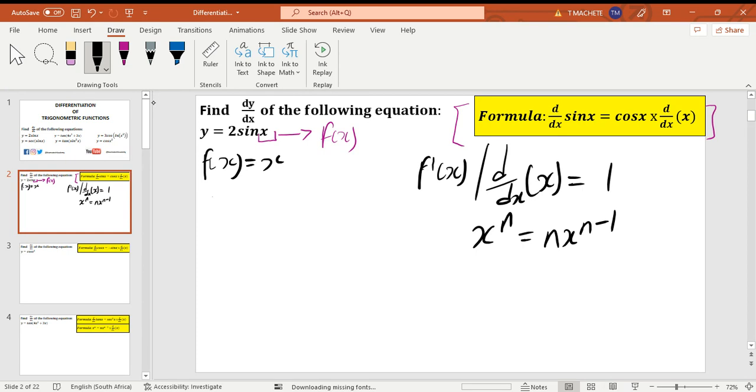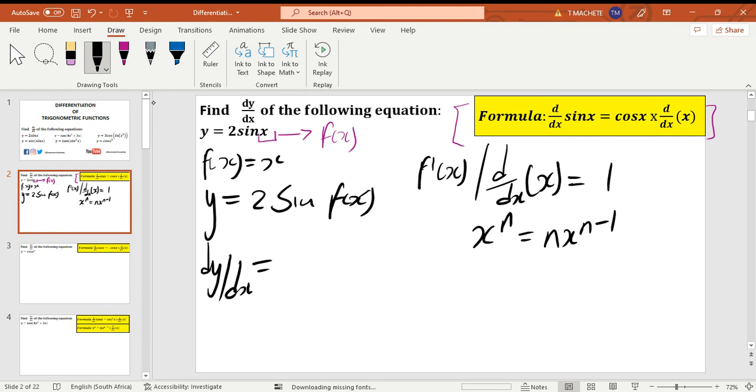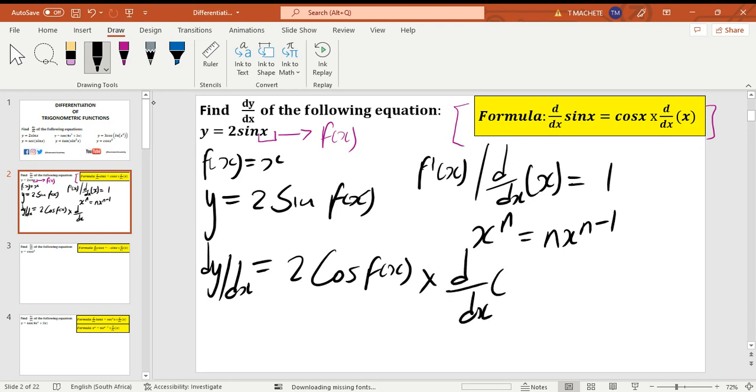Then the next thing that you must do is to say y equals 2, where 2 is a constant, and you write sine f of x there. So for the differentiation of this, you're going to treat 2 as a constant, so you're going to write 2. Then the differentiation of sine f of x gives you cos f of x multiplied by d over dx of your f of x. And d over dx of your f of x, we got 1.